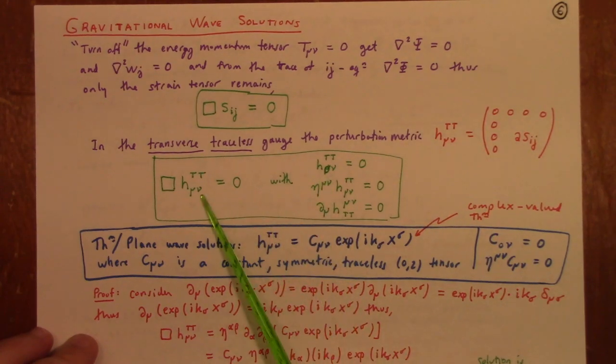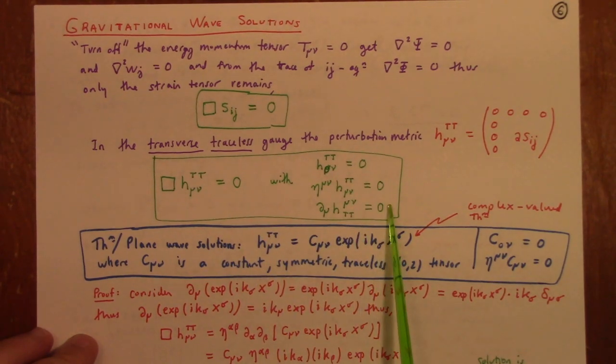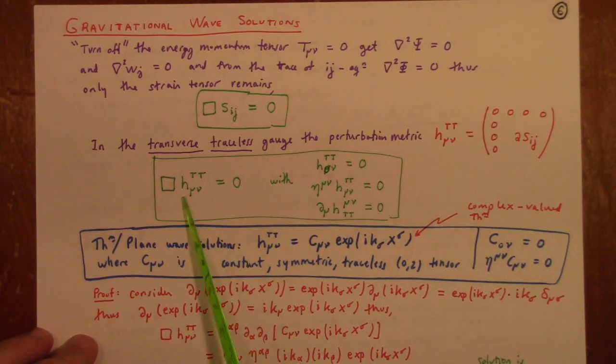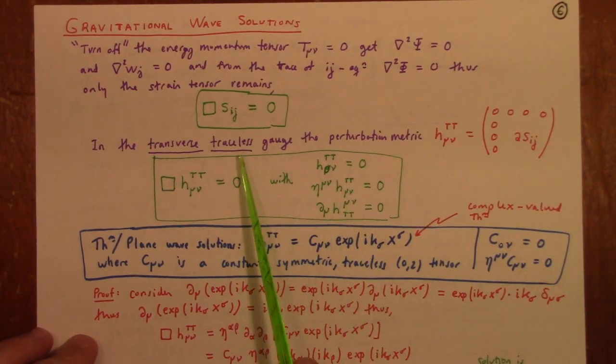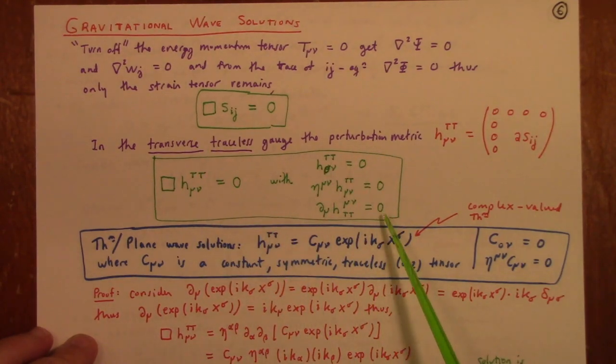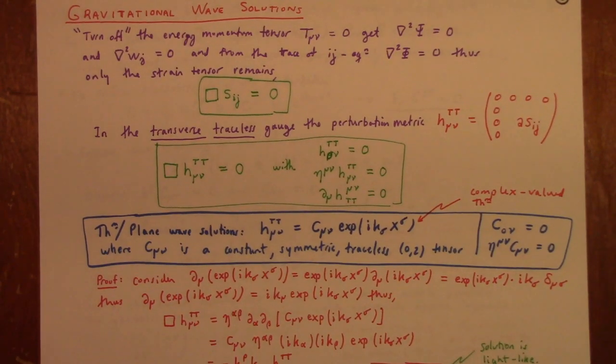And so this equation, when you unravel it, is subject to these conditions. The transverse traceless gauge involves all of these constraints over here. And then the beautiful thing is we can actually write down a formula.